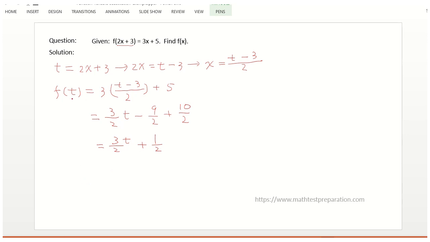So now we change t to x. We get f(x) equals half of 3 times x plus half.